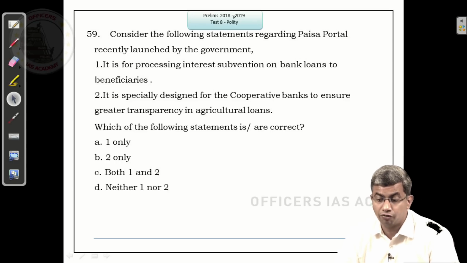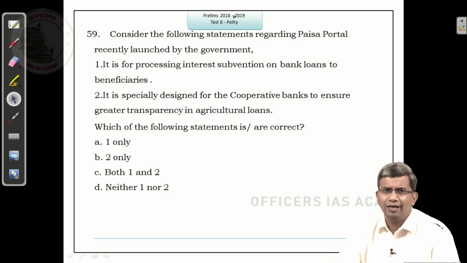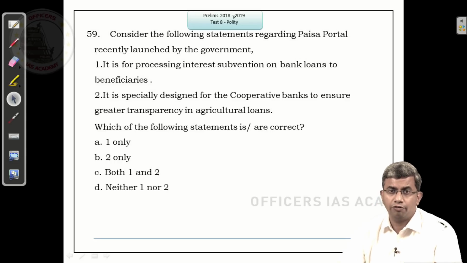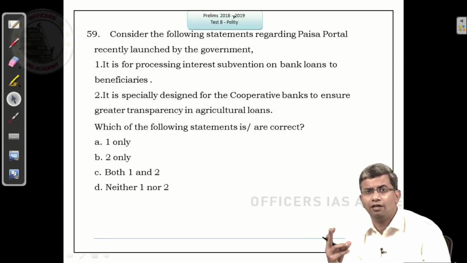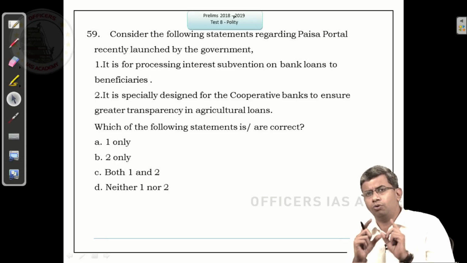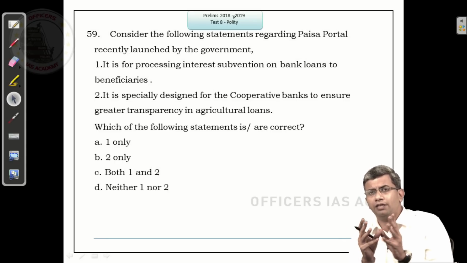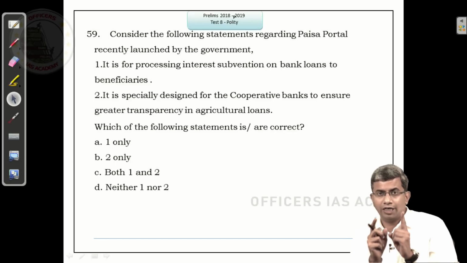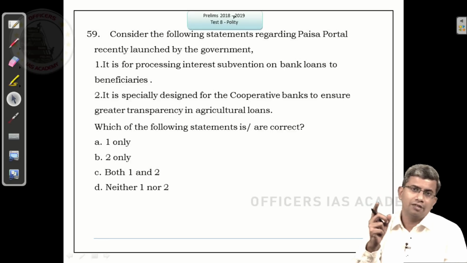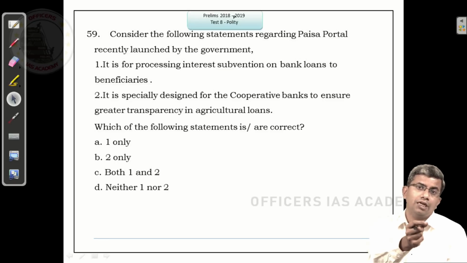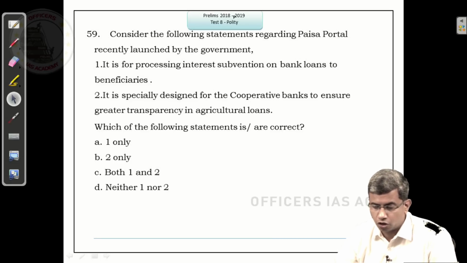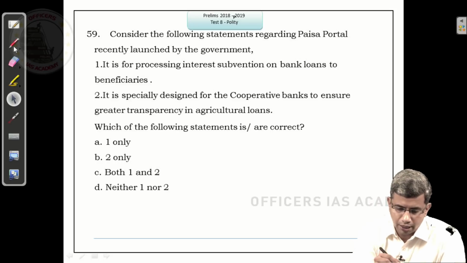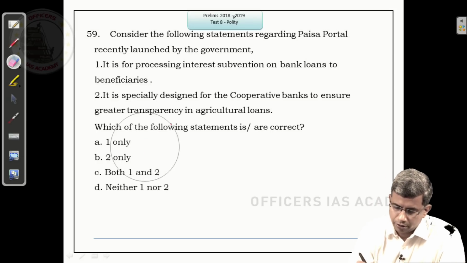It is specially designed for cooperative banks. No, again a small trick, but I am putting it with a caveat. Any sweeping statement, specially designed, only designed, if UPSC comes, think twice before you mark it as a correct statement, because invariably they are wrong. But again, it's with a caveat. It's not necessarily always true. Sometimes it may turn out to be right, but most of the times it is wrong. So please have that in mind. So the second statement is wrong. So the correct answer is A, 1 only, right?